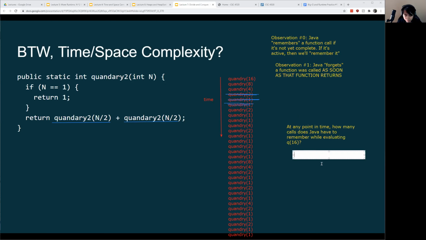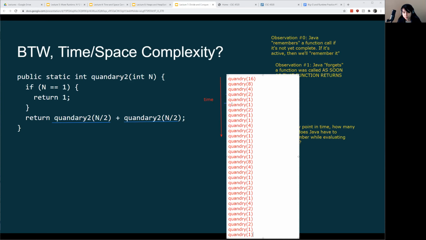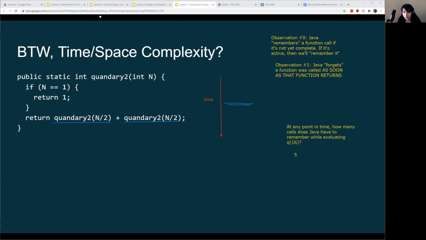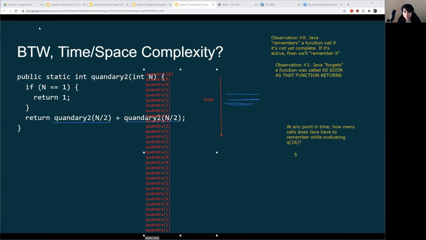The answer here is 5. We keep track of 5 because a lot of you who said 4 forgot to keep track of the 16 itself. All right, so let me explain why. At any point in time, Java has to keep track of 16 and then 8 and then 4 and then 2 and then 1. And then at this point, that's 1, 2, 3, 4, 5, right? Let me just go ahead and erase these lines here. Oh, dang. This is going to be hard to erase. One second as I get the setup correct.